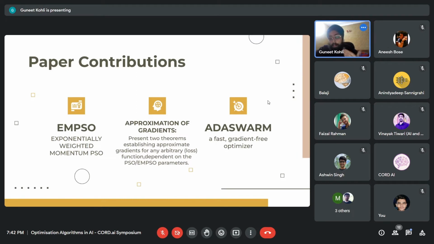Now, the paper that I talked about, what I started with, AdaSwarm, you have three contributions in the paper. A very important thing to understand about a paper is what the contribution was. First, it discusses EMPSO, which is a small variation of PSO that I discussed earlier. Then we have the approximation of the gradient, where they have introduced two theorems. And then you have AdaSwarm, the optimizer to use. Like you have the Adam optimizer, the AdamW optimizer, this is also one of them. If you want to try it out, you can try it with your next training, maybe today or tomorrow, whenever you want to do it.